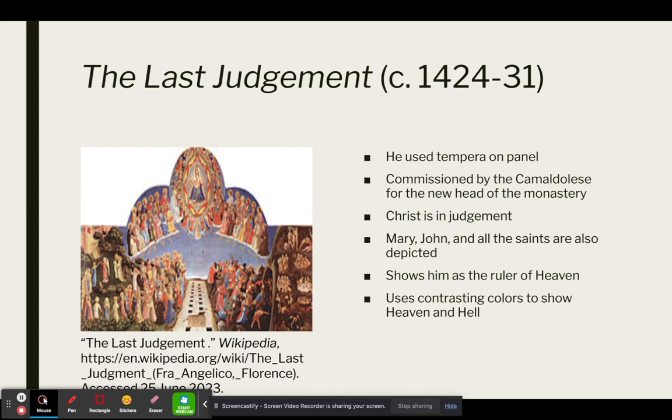Angelico uses contrasting colors to show the difference between heaven and hell. On the left side, he uses bright colors to show heaven, which makes it seem as if it's a paradise, while on the right side, he uses very dark and drab colors to depict hell and torment. The middle section of the painting shows the dead breaking from their graves, ready to be judged by Jesus.